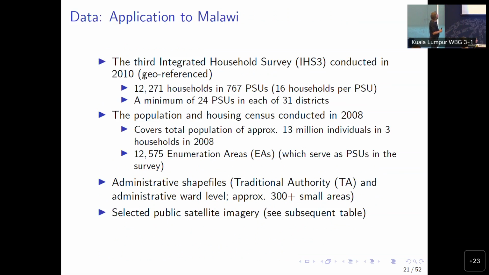So it's a household survey that covers a little over 12,000 households in 767 primary sample units, about 16 households per PSU. And there are 31 districts, and every district has a minimum of 24 PSUs, and some have much more. The population census covers 30 million individuals in 3 million households, so there's a million missing there. Again, it covers a little over 12,000 enumeration areas. It's that number that can make the matrix algebra computation challenging.